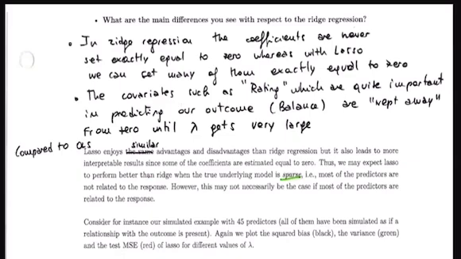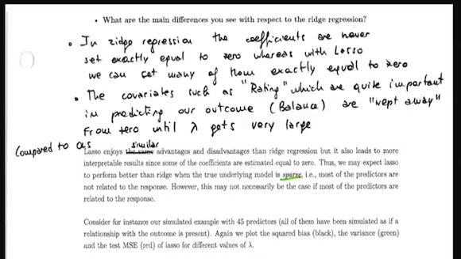Now, I said lasso enjoys similar advantages and disadvantages to ridge, but it also leads to more interpretable results. Why do you think lasso leads to more interpretable results? Because we have fewer predictors. It has already eliminated the irrelevant ones. And that was why, as I said, some of the coefficients are estimated equal to zero. Thus, we may expect lasso to perform better than ridge when the true underlying model is sparse.